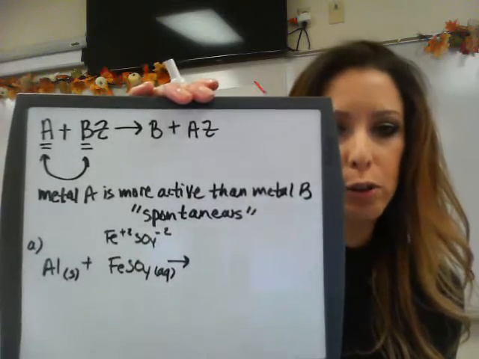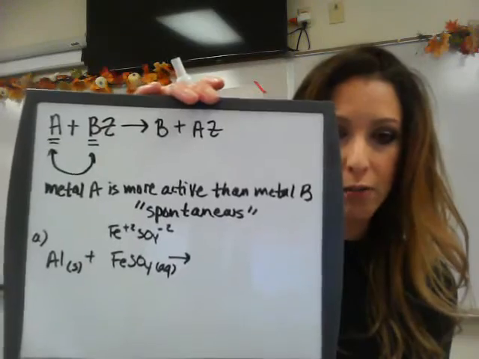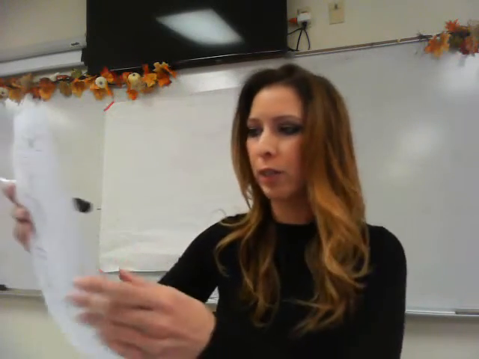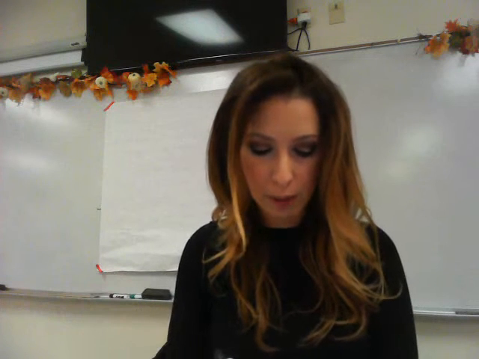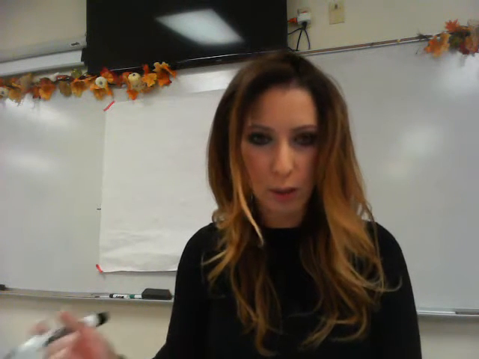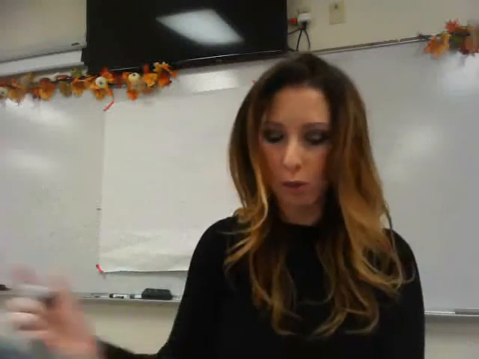So here we have aluminum metal by itself. You want to see if the aluminum metal is more active than the iron that's in the compound. So I'm going to take a look at my activity series of metals. Here you will see aluminum is further to the left than iron, which is just a few after it. So since aluminum is further to the left than iron, they will switch places. And when they switch places, you will get a spontaneous reaction. So you're going to have iron kicked out by itself, and then you're going to produce an aluminum sulfate compound.